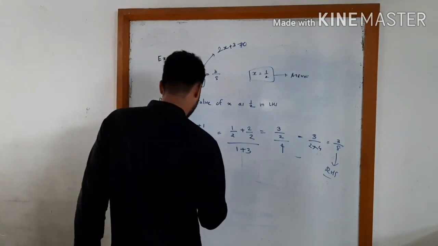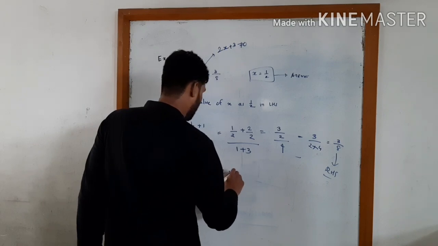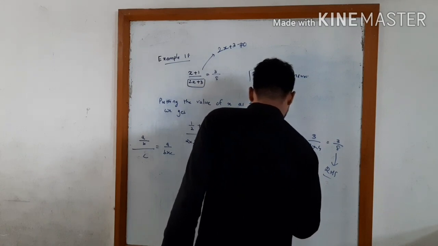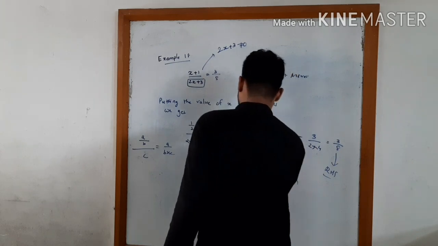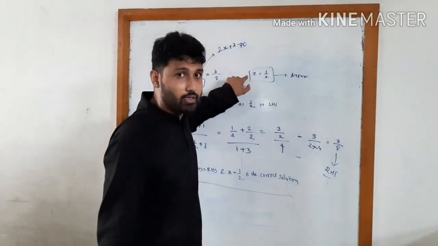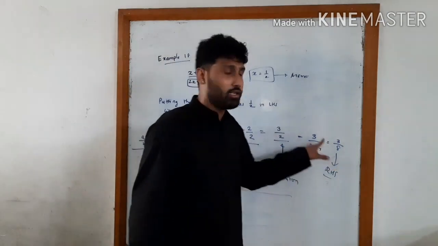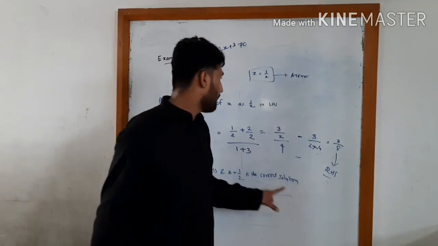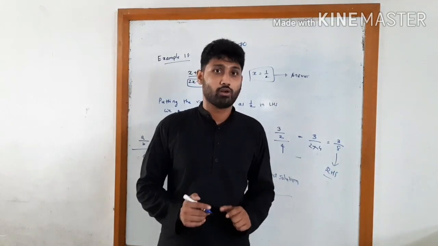Therefore LHS equal to RHS and x is equal to 1 by 2 is the correct solution. So we started with LHS, we put the value x is equal to 1 by 2 in the LHS, you solved it, you got 3 by 8, which is your RHS. So LHS and RHS are the same, and our answer x equal to 1 by 2 is correct. This is how you verify if your answer is correct or not.